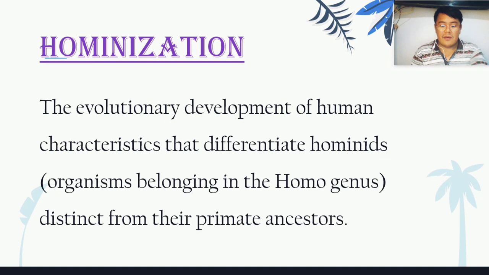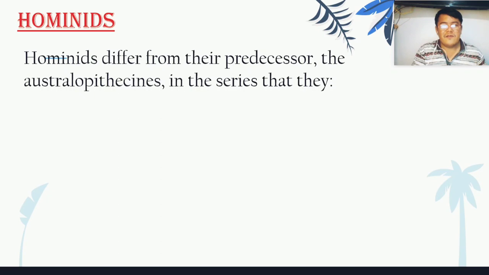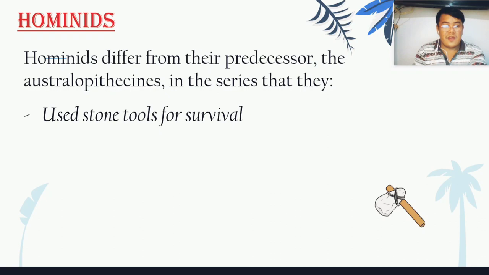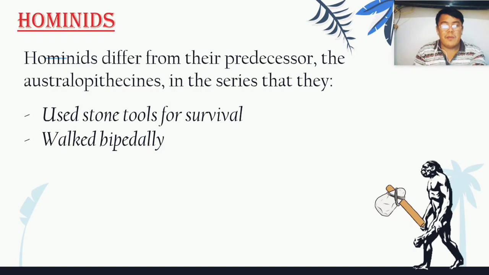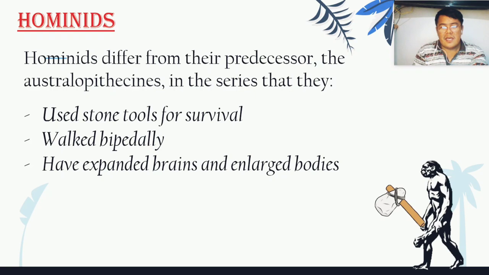The hominids. Hominids differ from their predecessor, the Australopithecines, so iba doon sa kaninang apat na pinakita. So, ano ba ang meron? They used stone tools for survival. They walked bipedally or gumamit ng dalawang paa sa paglakad. They have expanded brains and enlarged bodies. Mas malaki ang utak. Mas malapad ang katawan.